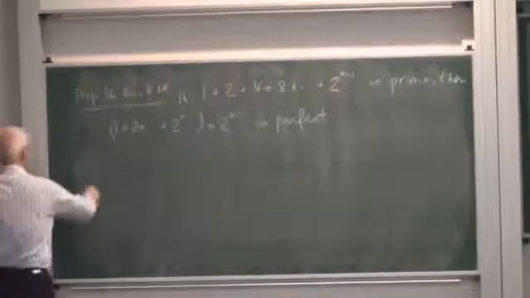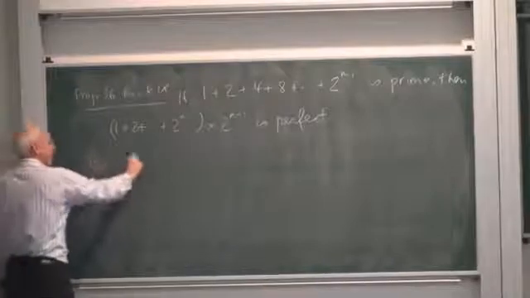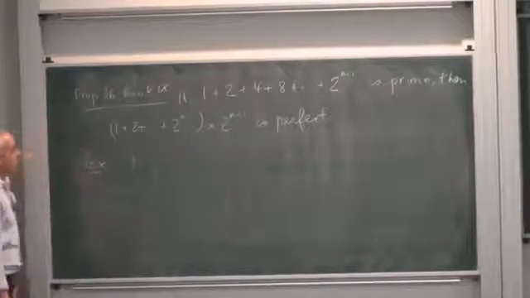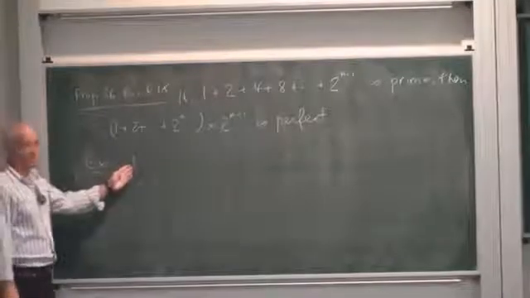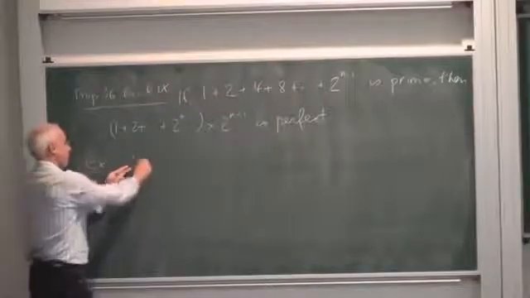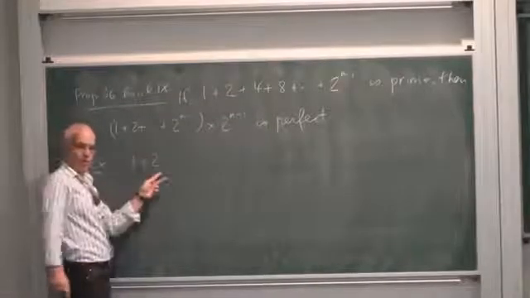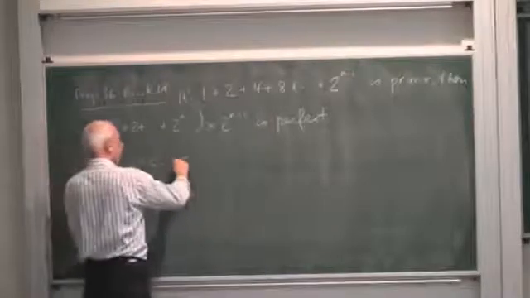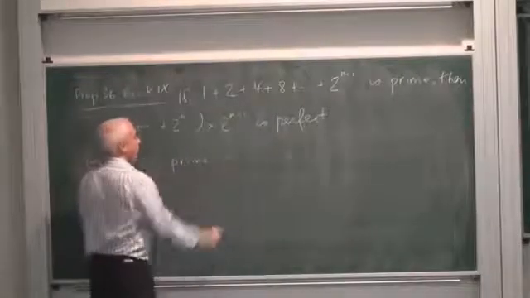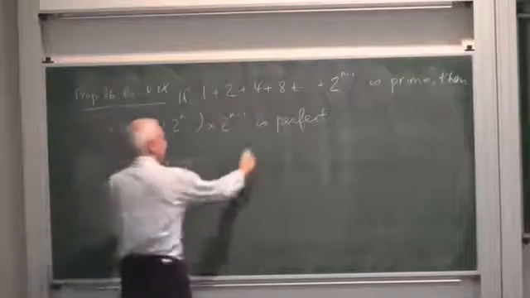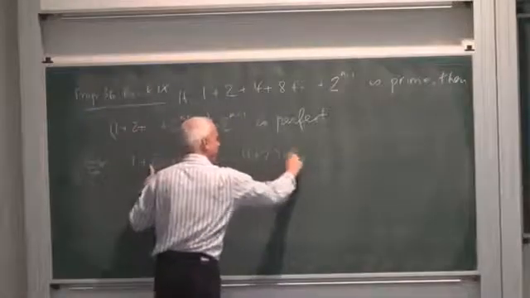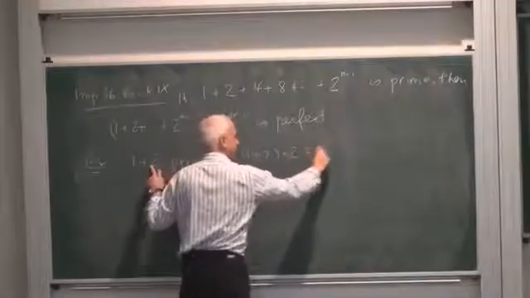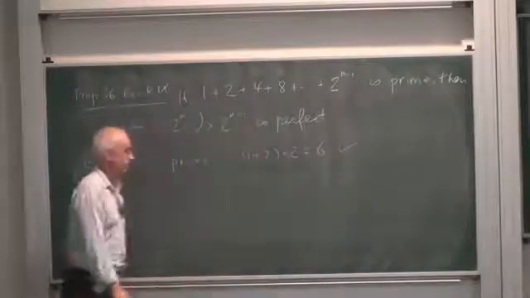Okay, so let's have a look. For example, 1 is not considered a prime number, but 1 plus 2 certainly is a prime number. So that's prime. And so therefore Euclid would say, all right, if you take that sum, 1 plus 2, and multiply it by 2, you get 6. That's perfect.